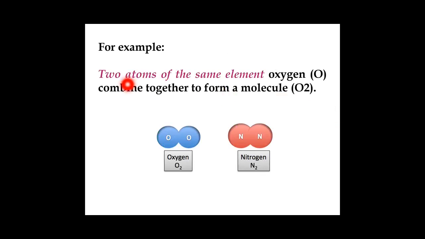For example, 2 atoms of the same element, oxygen, combine together to form a molecule of oxygen, one molecule of oxygen. In the same way, two atoms of nitrogen, which are atoms of the same element, combine and form N2. Here one oxygen atom combined with another atom of the same element, oxygen, and they formed an oxygen molecule. So here a molecule has formed when atoms combined with another atom of the same element.